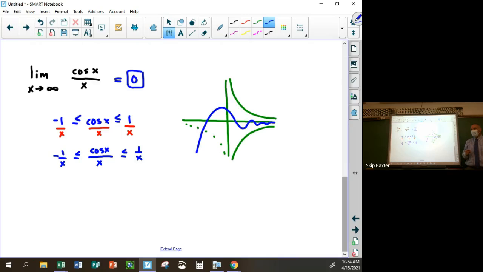Now, it might seem like in squeeze theorem problems the answer is always 0. But that's not quite true. It's very common because it's a little complicated to come up with examples.